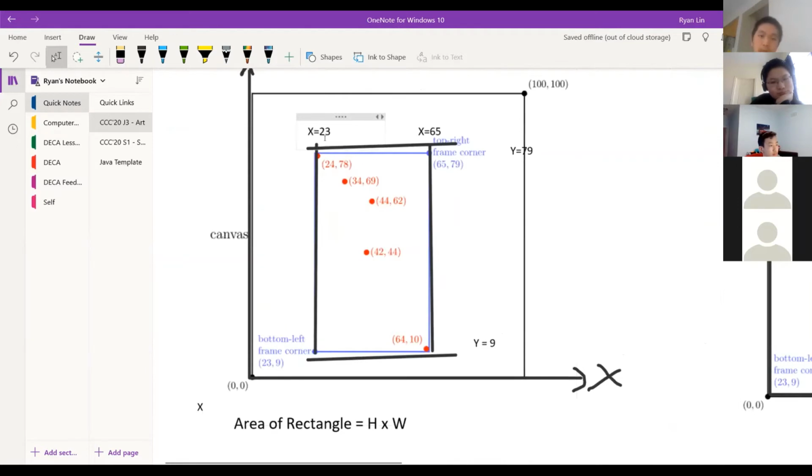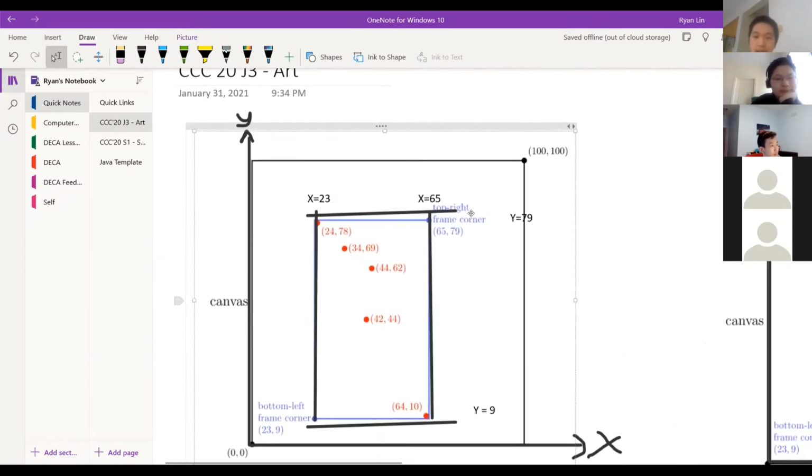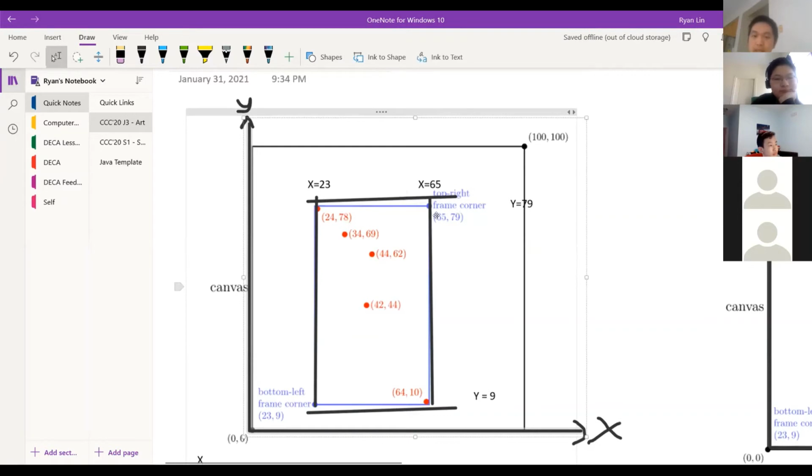Well, then what did the problem ask us? Well, they wanted to know what was the bottom left and the top right. So what do we do? Well, this is just 23 and 9 because it's the left side and the bottom, right? So it's at 23 and 9. And here, what's the top right corner? Well, it's the top side of the rectangle and the right side of the rectangle. So that would be 65 and 79.